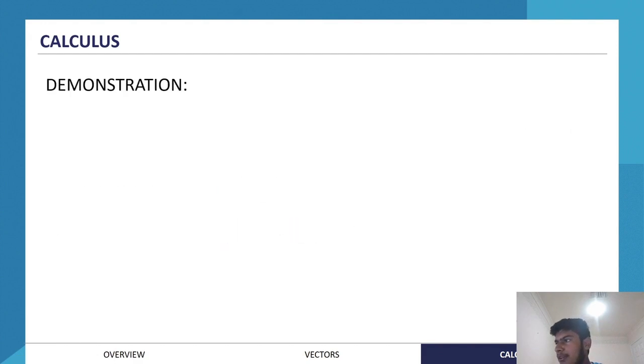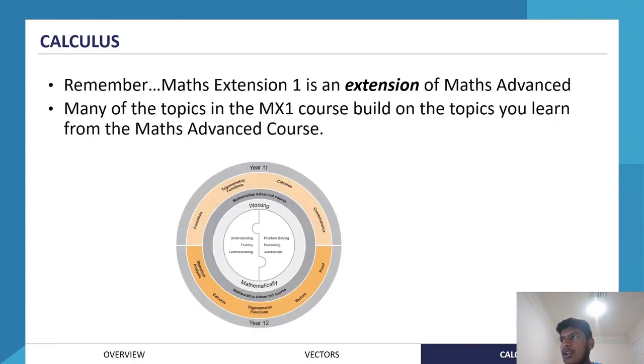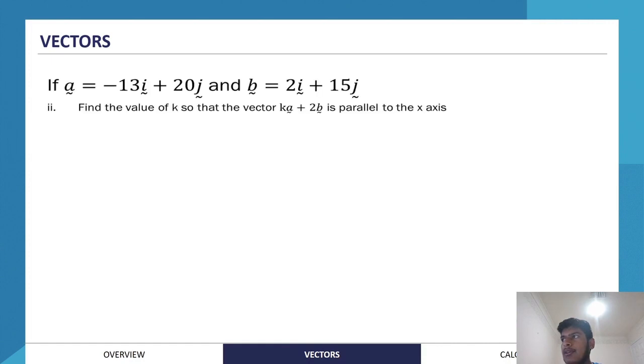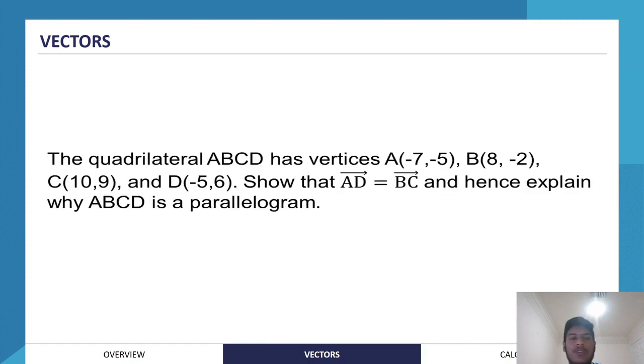We do have a bit of time left, so maybe I'll jump back to the quadrilateral example. And we should have enough time to do this one as well, and that should be it for today. So we'll jump to this quadrilateral vectors example, and then we'll call it a day. The quadrilateral ABCD has vertices A, B, C, and D. Show that AD equals BC, and hence explain why ABCD is a parallelogram.